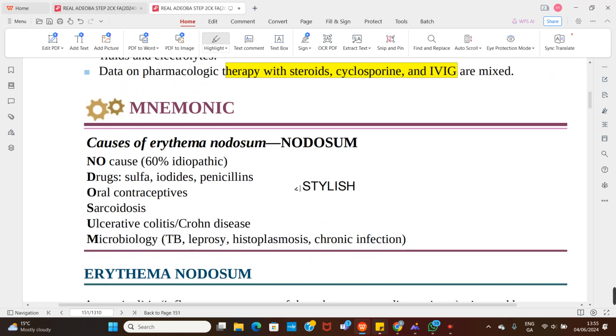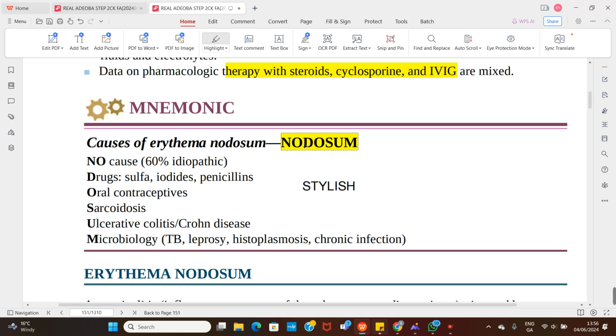So erythema nodosum is one of those classic lesions that we must be able to identify going for our exam. Very, very important stuff. And the acronym NODOSUM can also help us remember the etiology of erythema nodosum. The NO is talking about idiopathic. You don't know the cause. In 60% of the cases, you don't know the cause of erythema nodosum.